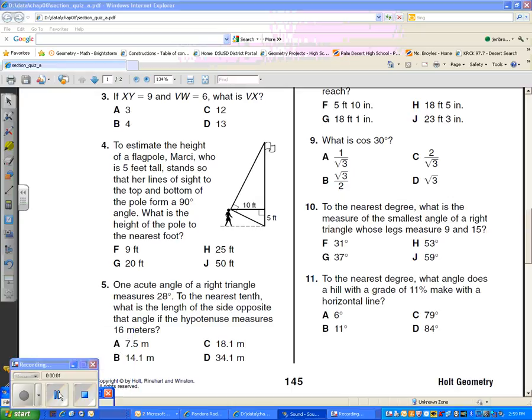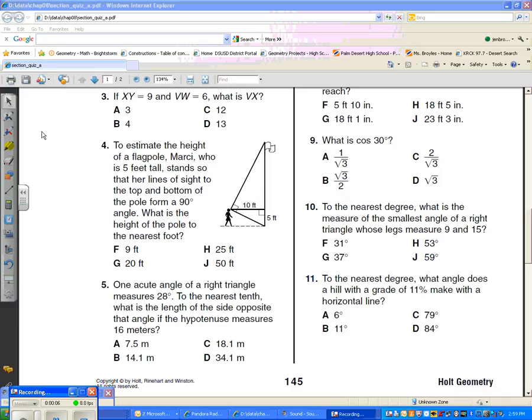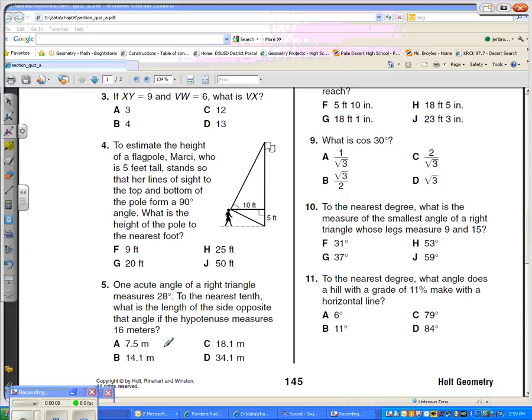Okay, for Geometry CP, here are the answers to the quiz that we went over sort of in class. So, number five, one acute angle of a right triangle measures 28 degrees. So, we can draw a right triangle. It doesn't really matter how you do this. You can pick any angle to be 28 degrees. And then it says to the nearest tenth, what's the length of the side opposite the angle?